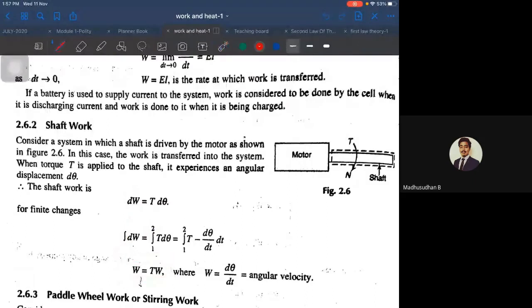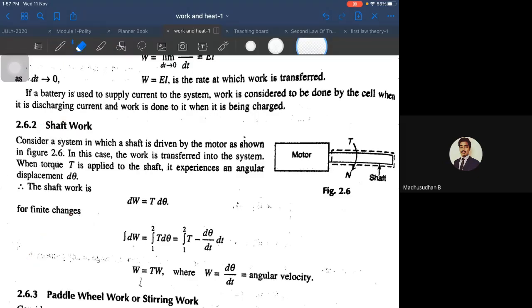Here omega is 2 pi N by 60. This is the angular velocity. So that will be the work. This is how you calculate your work when the shaft is being rotated.